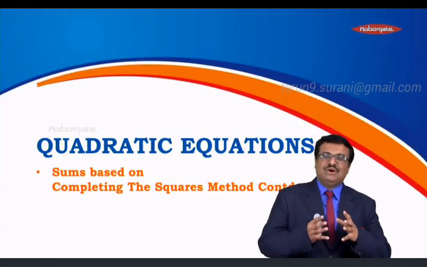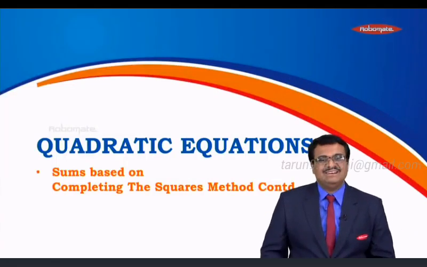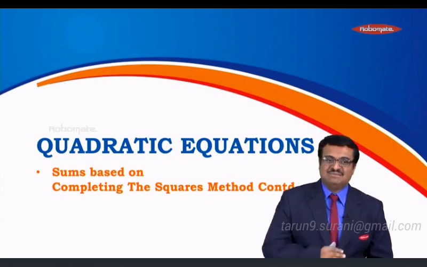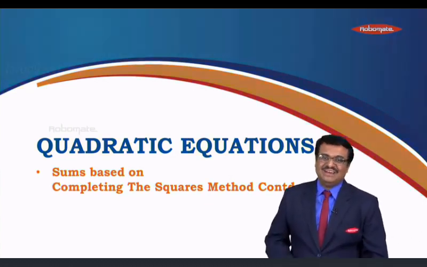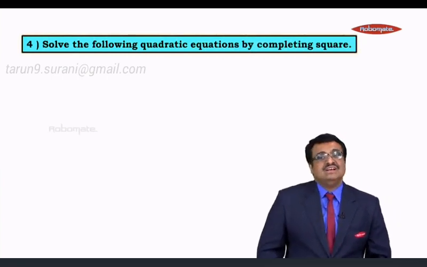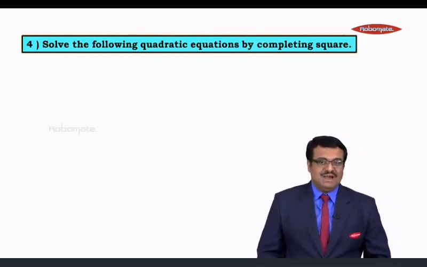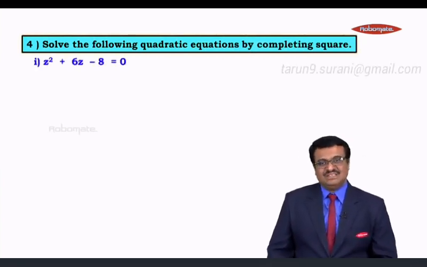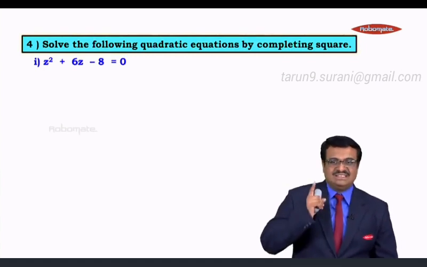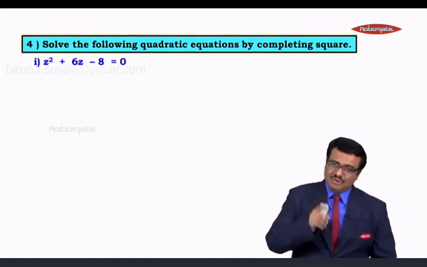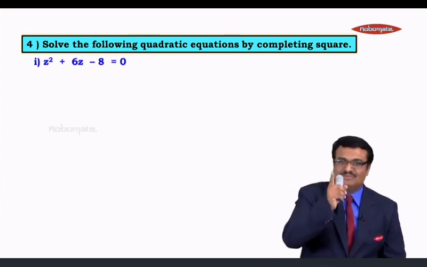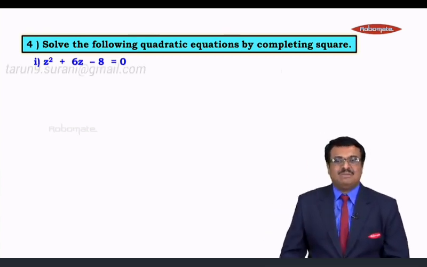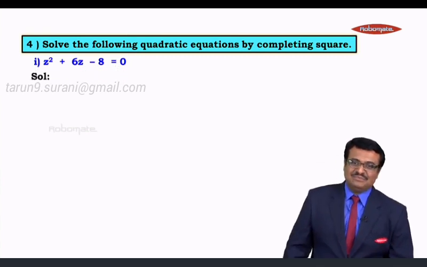We learnt the introduction on the completing the squares method. Now here we will see the sums based on it, and once you see the sums you will understand the introduction also, right? Now solve the following quadratic equations by completing the squares method. The question is this: z square plus 6z minus 8 is equal to 0. If you remember, this same example we had considered in the introduction, so we are using the same z square plus 6z minus 8 is equal to 0, right?